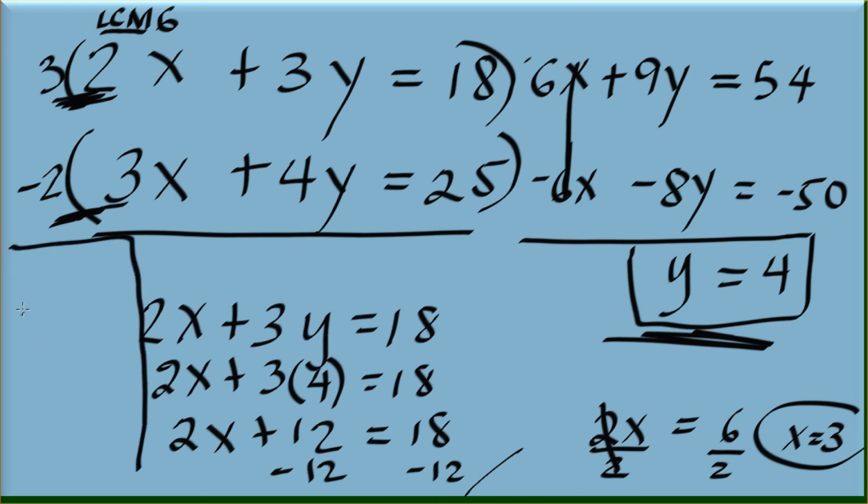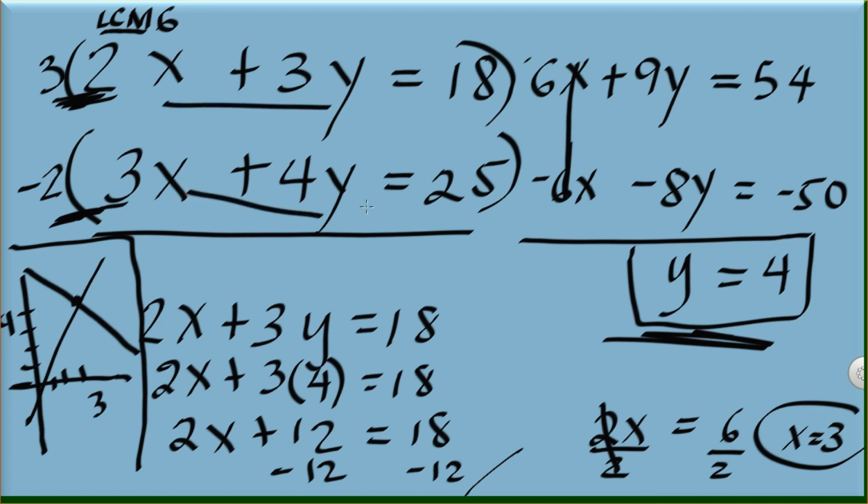Quickly, graphically, the solution x equals 3 and y equals 4. Okay, so that solution (3, 4) represents the point of intersection between the lines. And those lines are represented by the equations given to us.